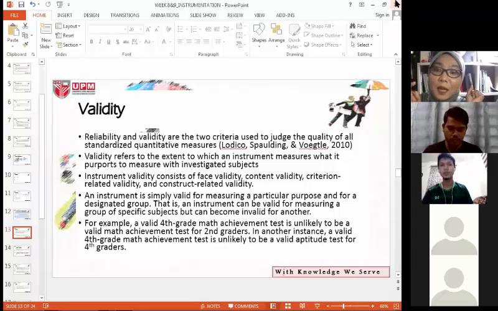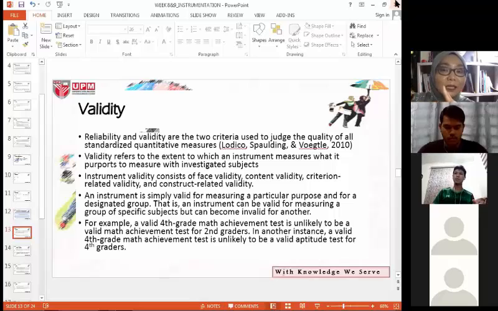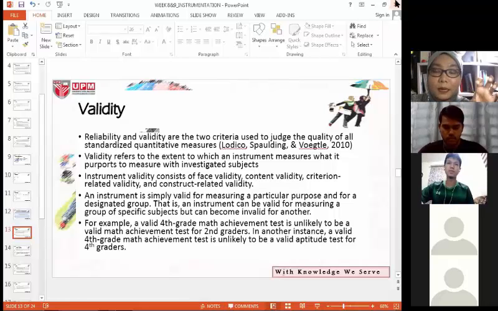So the next question raised is, who is going to check this alignment between your instrument and your operational definition? Itu ada soalan dia. Later we will translate that into the types of validity. The necessary components, if you want to conduct validity, are these 2 important components: your instrument as well as your operational definition.